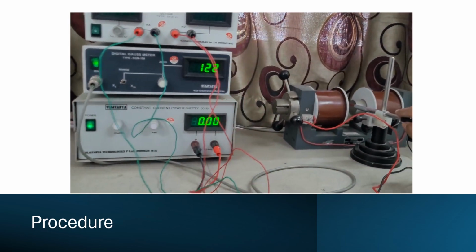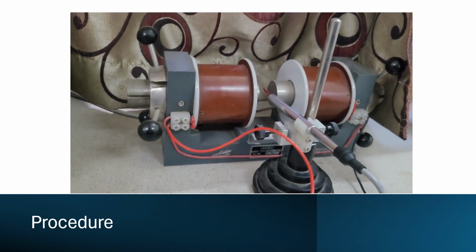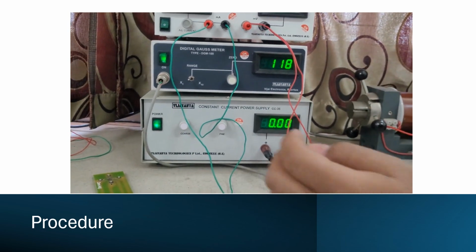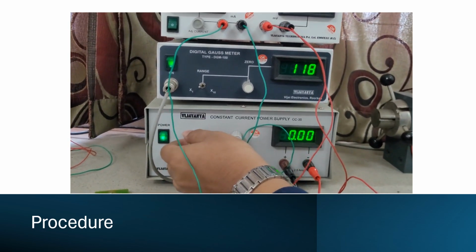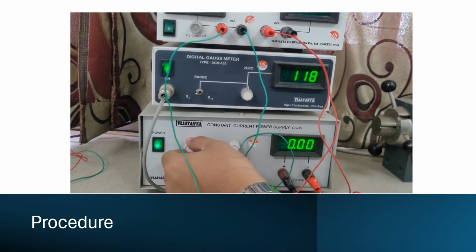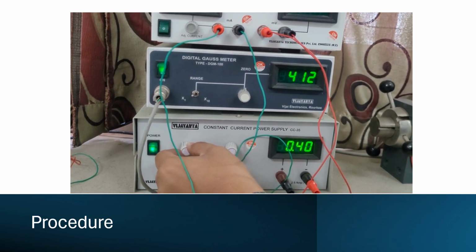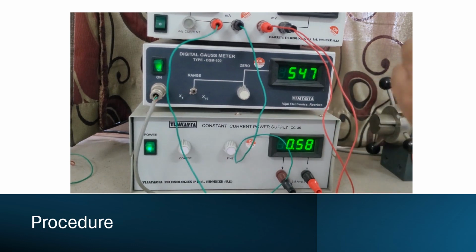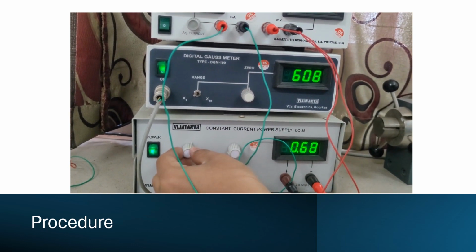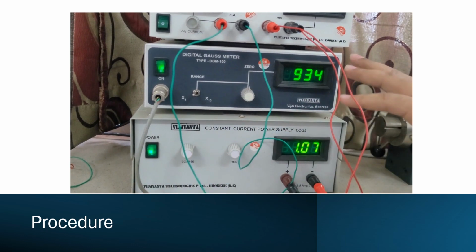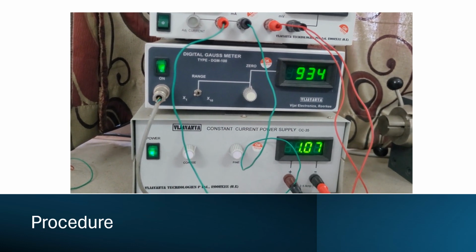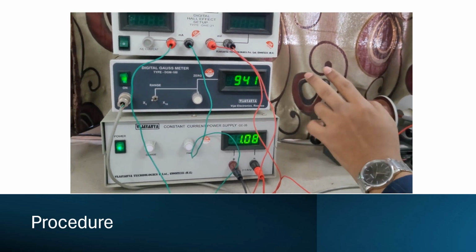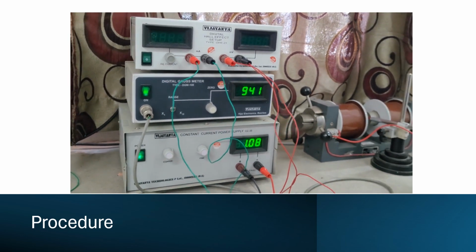For the first part of the experiment, we will see a linear variation between the current passing through the electromagnet and the magnetic field produced here. As you can see, there is some zero error, so we can zero adjust it. But if we increase the current passing through the electromagnet, like at 0.5, we are getting almost 547 Gauss. Now if we double it to almost 1, we are getting almost close to 930. So there is a linear variation between the current passing through the electromagnet and the magnetic field produced in the experiment. Now let's come to the second part of the experiment.